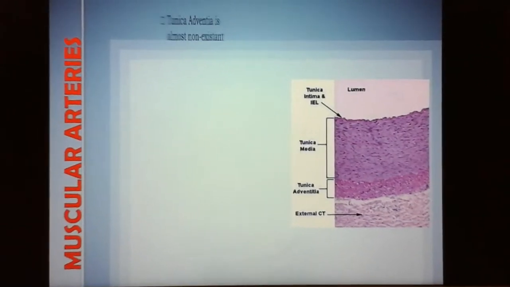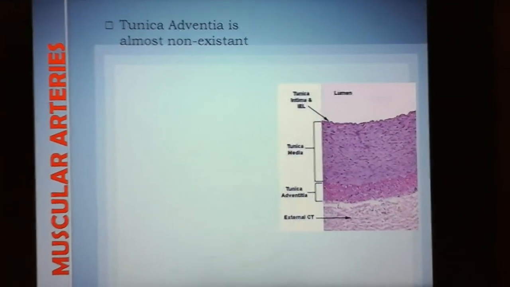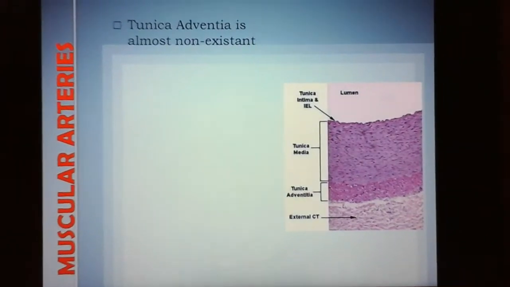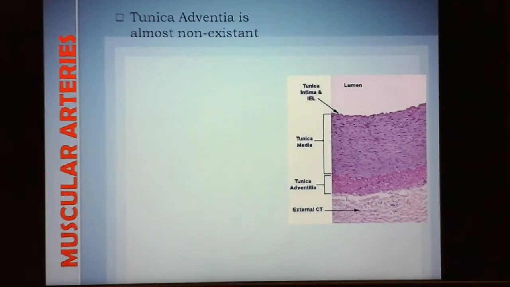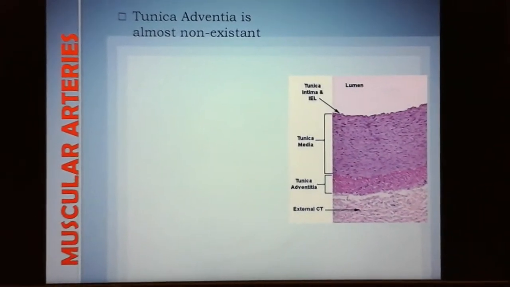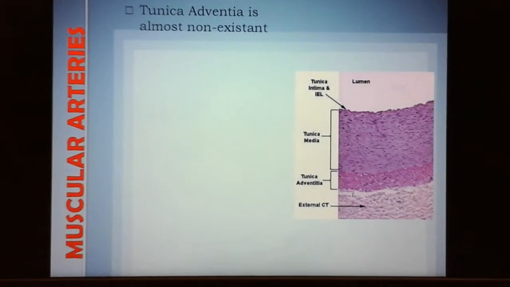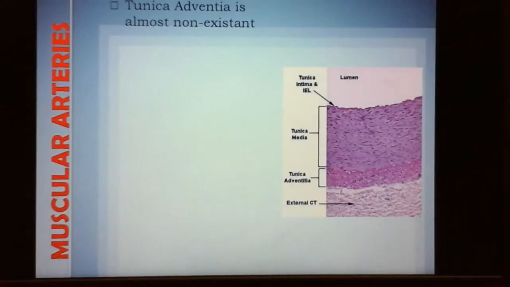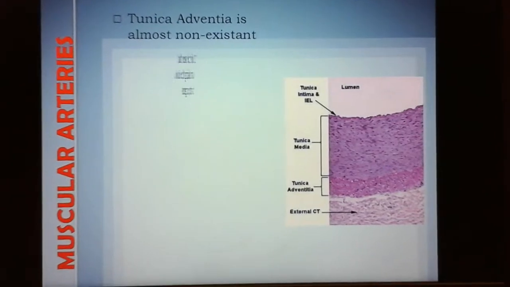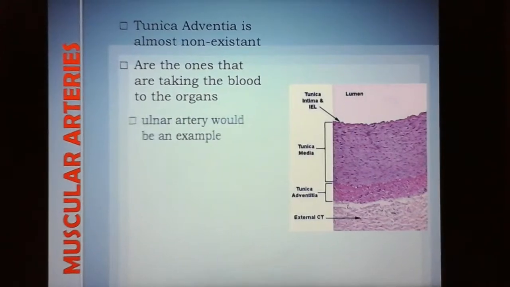These guys still have 3 layers, but the tunica adventitia is very thin. Okay? To be an artery, you have to have all 3 layers. You have the tunica adventitia, the tunica media, and the tunica intima. Muscular arteries still have a tunica adventitia, but it's almost all gone. Remember, the tunica adventitia is collagen fibers. Well, muscular arteries get their name because they're in the muscle, so they don't really need that thick layer of collagen because the muscle itself will protect these arteries. Okay? So these are the ones that are taking the blood to the organs.